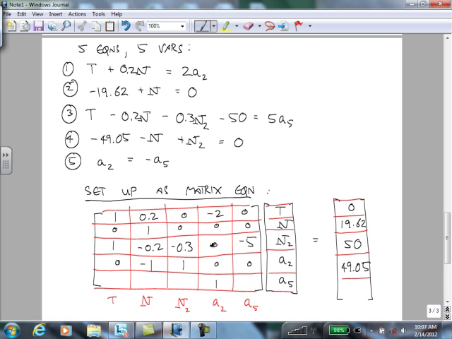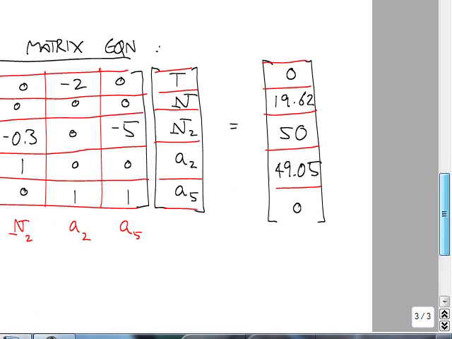And the fifth equation says 1a2 plus 1a5 is equal to 0. Well, anything multiplied by the variable, move to the left. Anything that's a constant, move to the right.